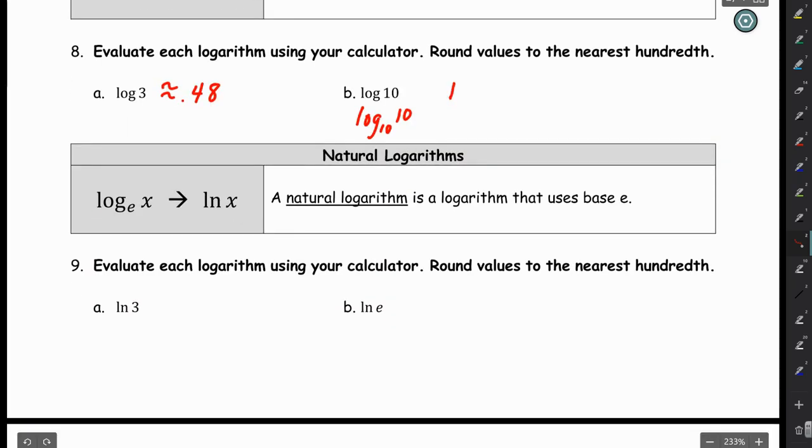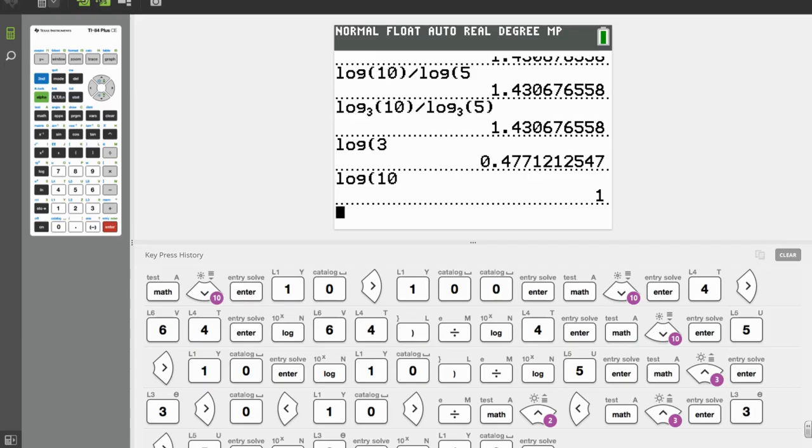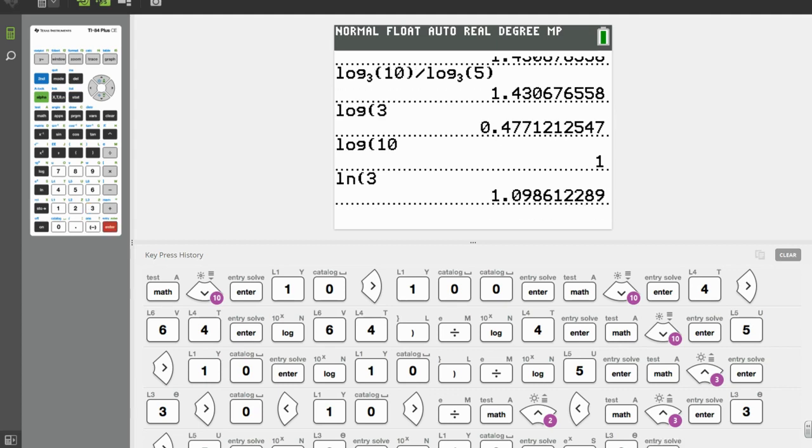Now, because log base e, the natural log, is used so often, there's a special button for it on our calculator. And you can see it's right next to the number 4. So we're going to press that button. It's highlighted in red on my calculator. And just tell it we want log base e of 3. That rounds to approximately 1.10.